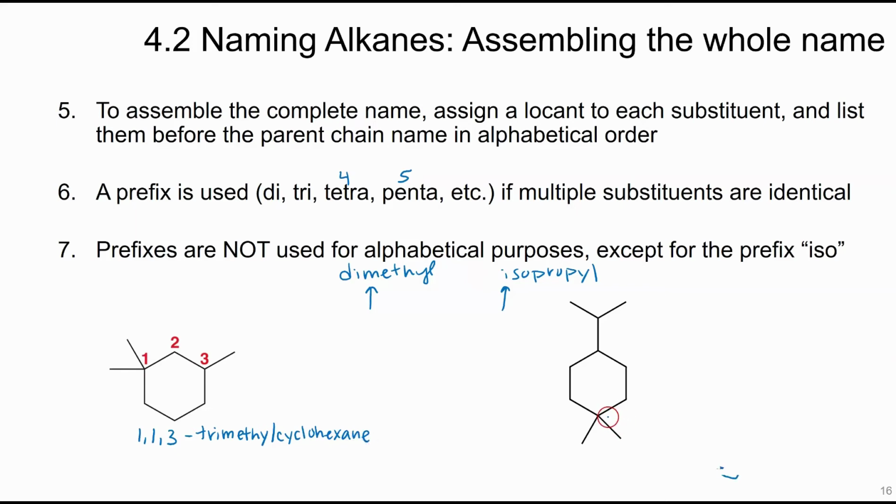We would number this way. This would be 1, 2, 3, 4. This is an isopropyl group, and these are methyl.